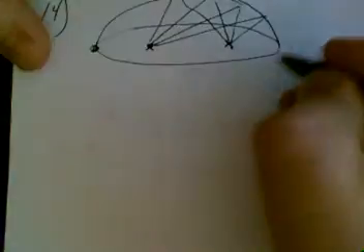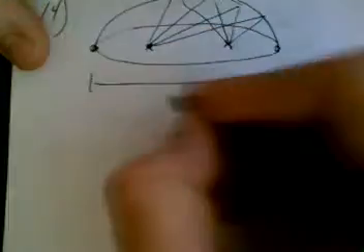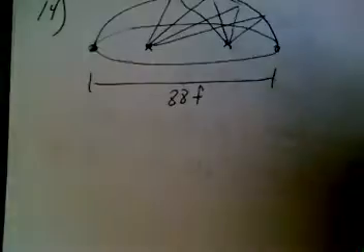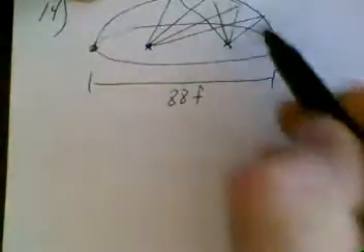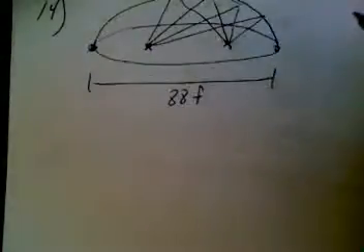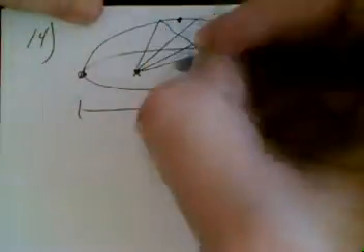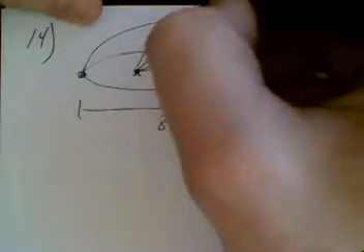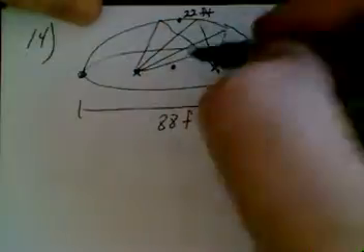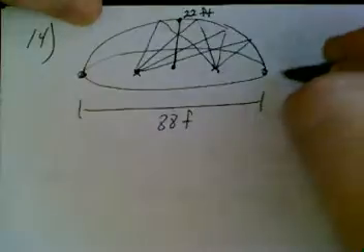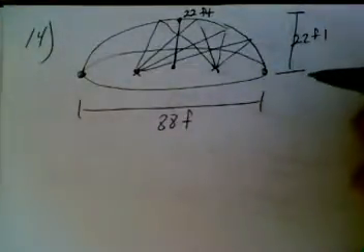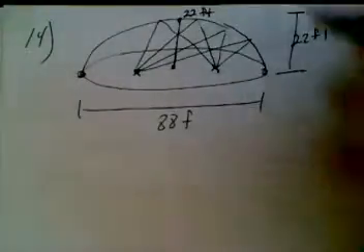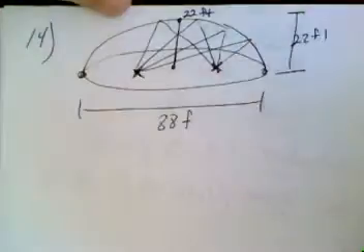A room 88 feet long, from here to here is 88 feet, is to be constructed as a whispering gallery. The room has an elliptical ceiling. There's your elliptical ceiling. If the maximum height of the ceiling, way up here above the center, is 22 feet. Again, from here to here, this right here is 22 feet. Determine where the foci are located. So where are these two particular points?